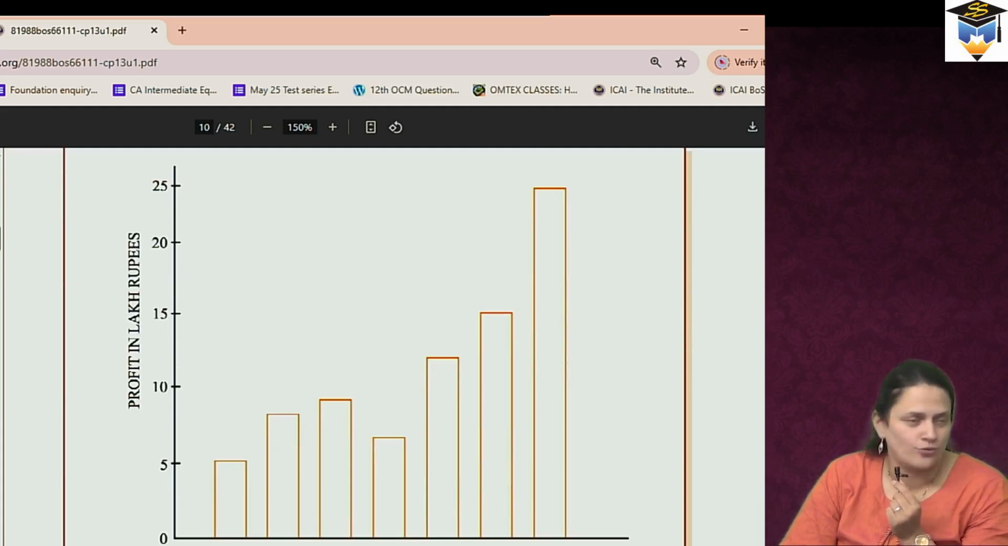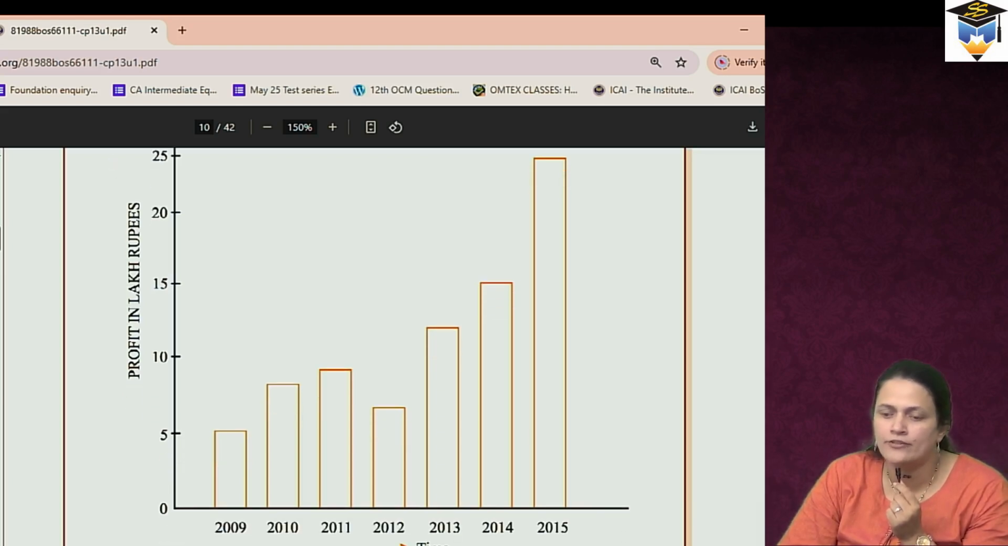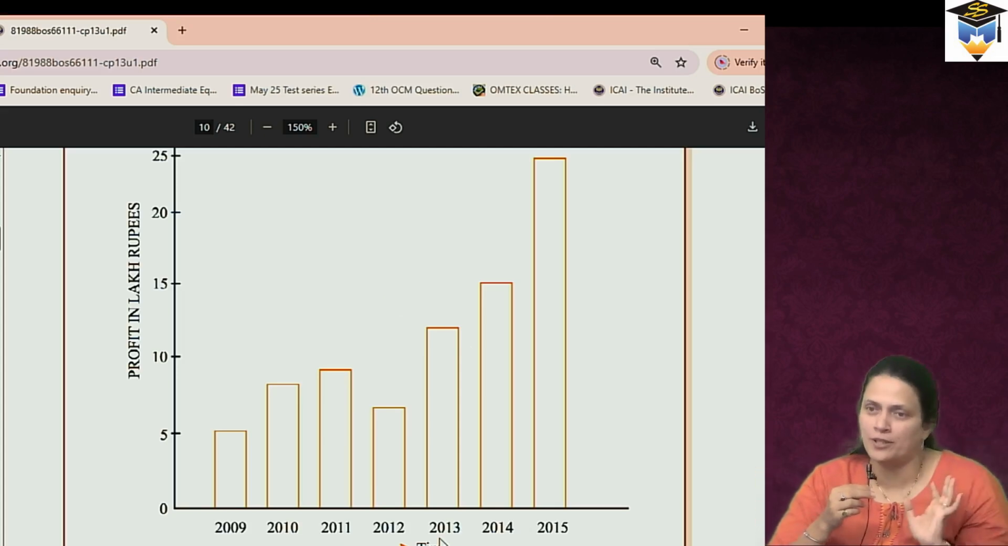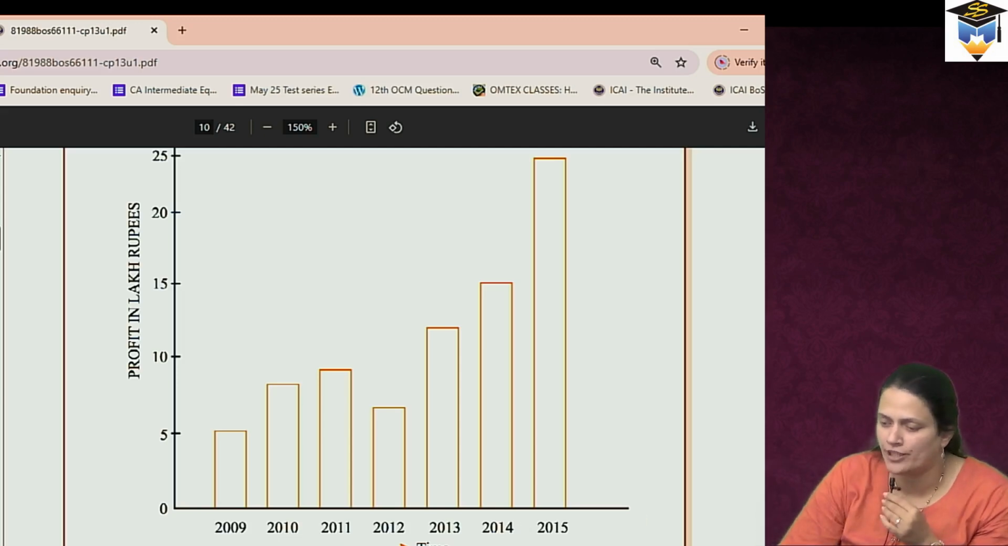Now this all of you know. What is this? Bar graph. In bar graph, again on x-axis time period is given to you. On y-axis profit in rupees is given to you. You have to draw a bar graph. There is also a double bar graph. So double bar graph is used for two types of data which are to be represented. This is a single type of data.